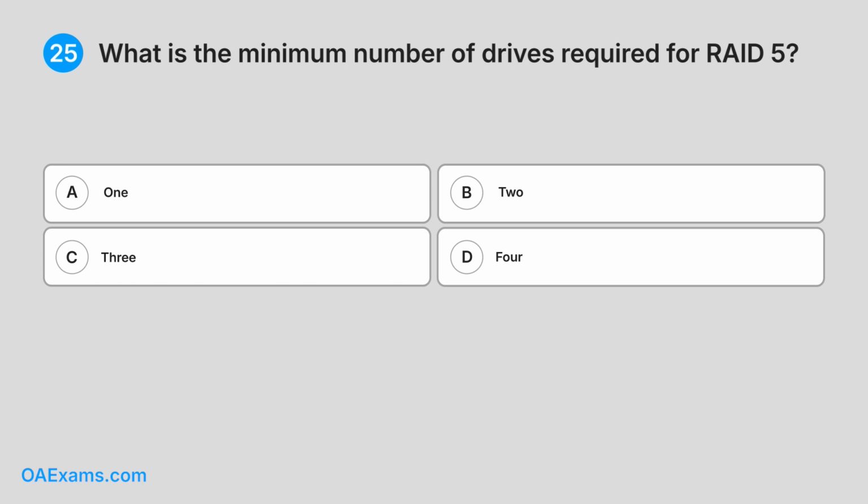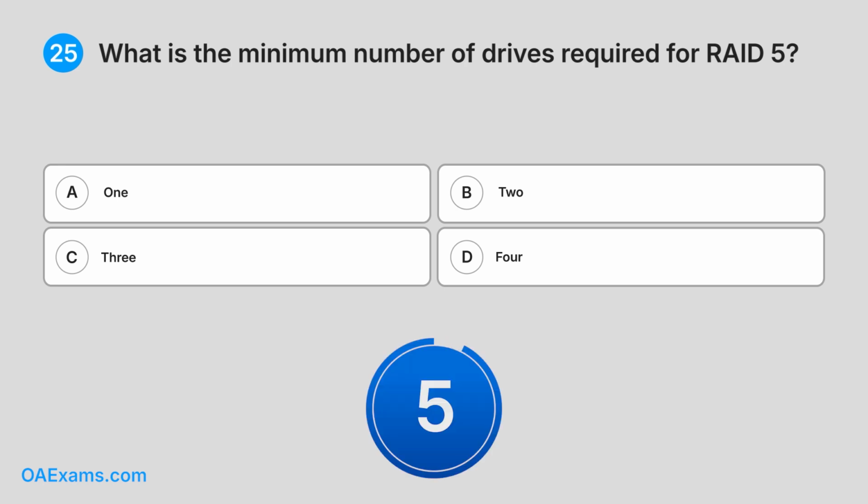25. What is the minimum number of drives required for RAID 5? A. 1. B. 2. C. 3. D. 4. What do you think is the answer?